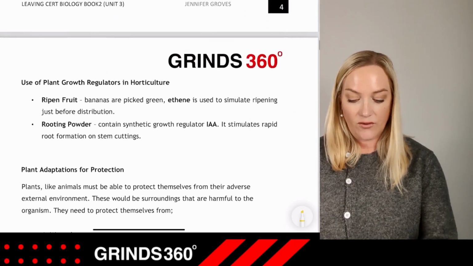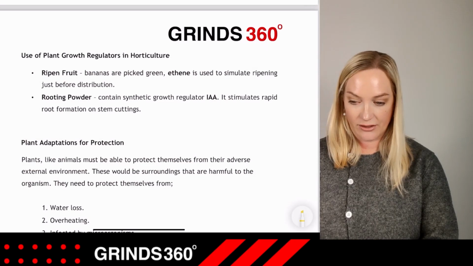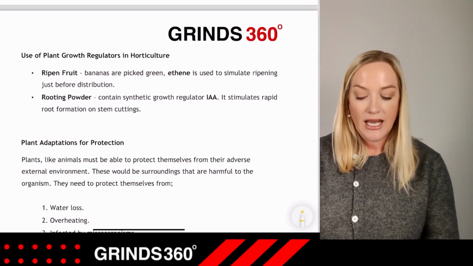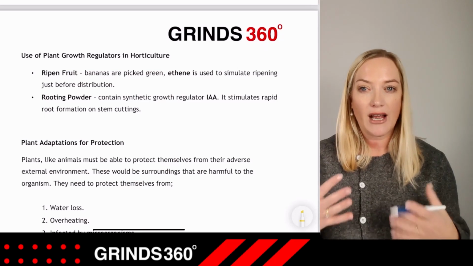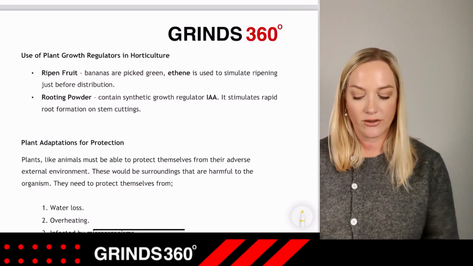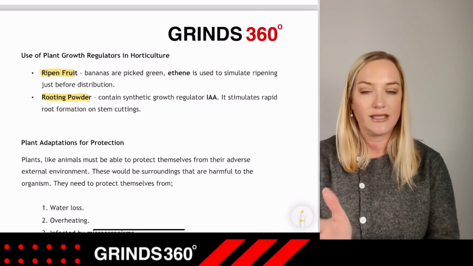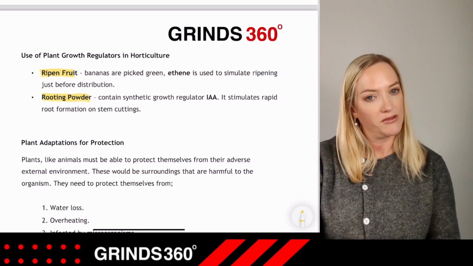So, the use of growth regulators in horticulture. We just need to know two. That's all we need to know, and you don't need to explain them. If you're asked for a growth regulator in horticulture, you can say ripening fruit, rooting powder. You don't need to explain it, but I'm going to explain it.